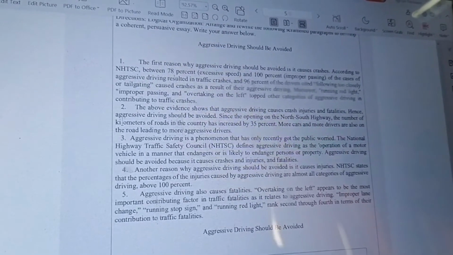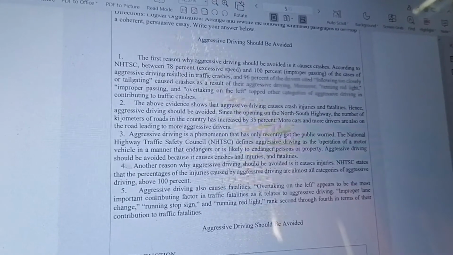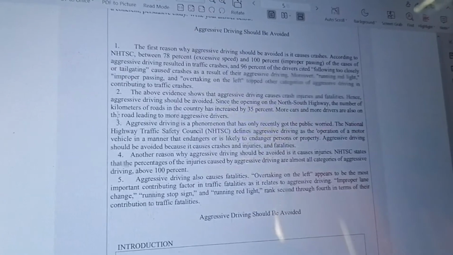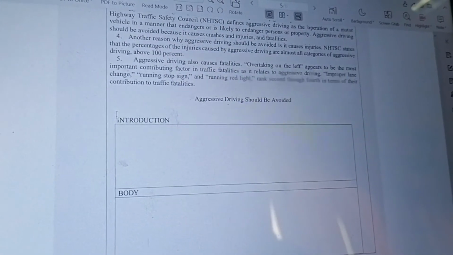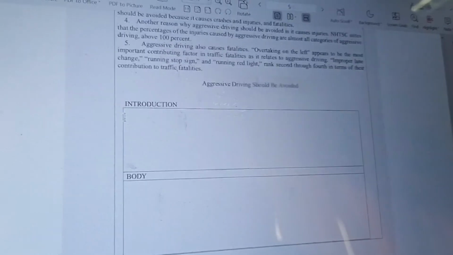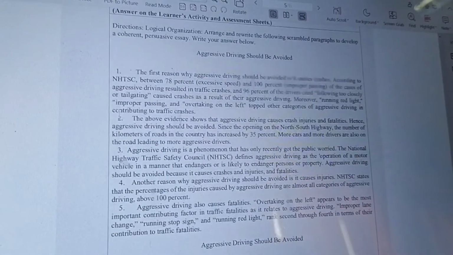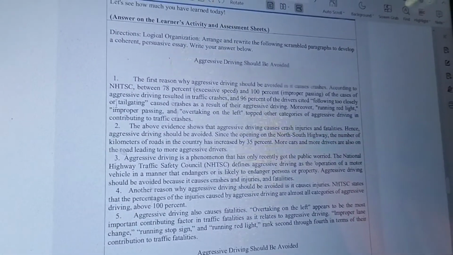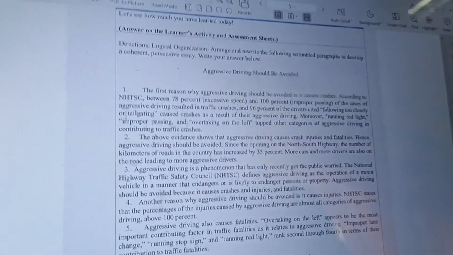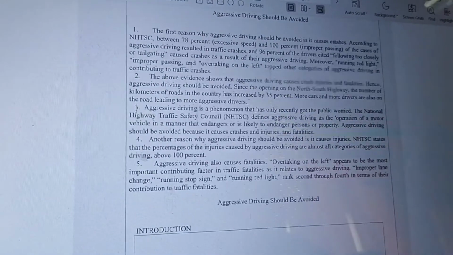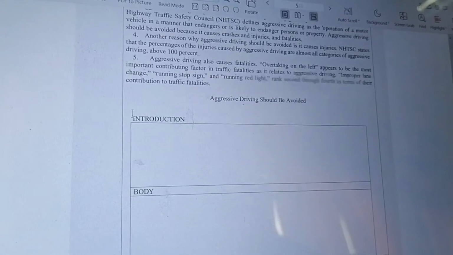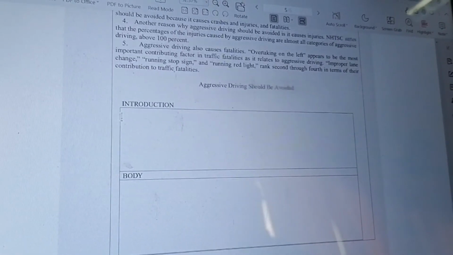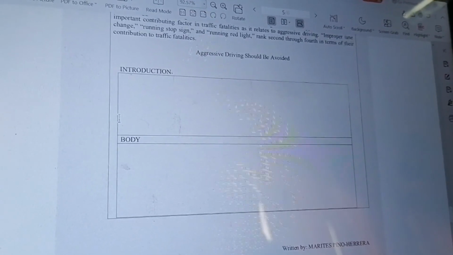So what do you think should go first? Okay, and then label them from 1 up to 5. 1 from the beginning, then 5 to the last paragraph, okay? And then, 5 points for each paragraph here. You have to write the introduction, okay? Based from this, aggressive driving should be avoided. So first, you are going to logically organize the paragraph, or put the correct order of these 5 paragraphs. Then after that, you are going to write here your answer. Remember, we are going to give you 5 points per paragraph. So what could be the introduction? And then your body, last is the conclusion. Okay?